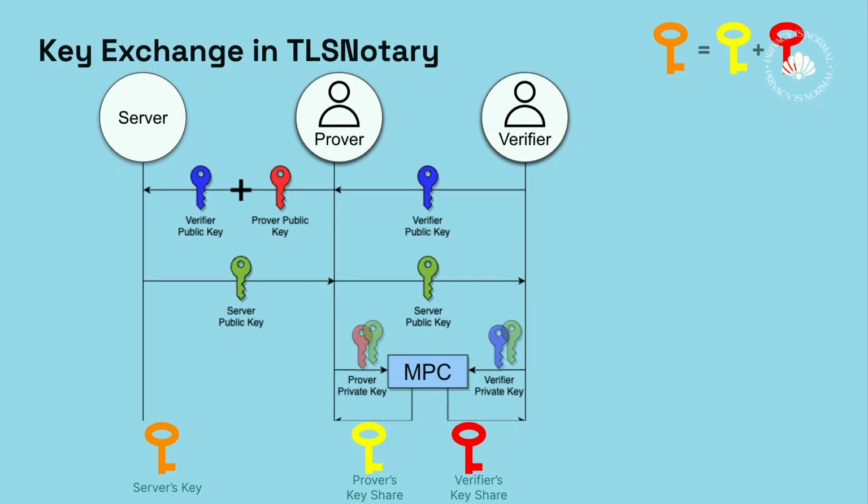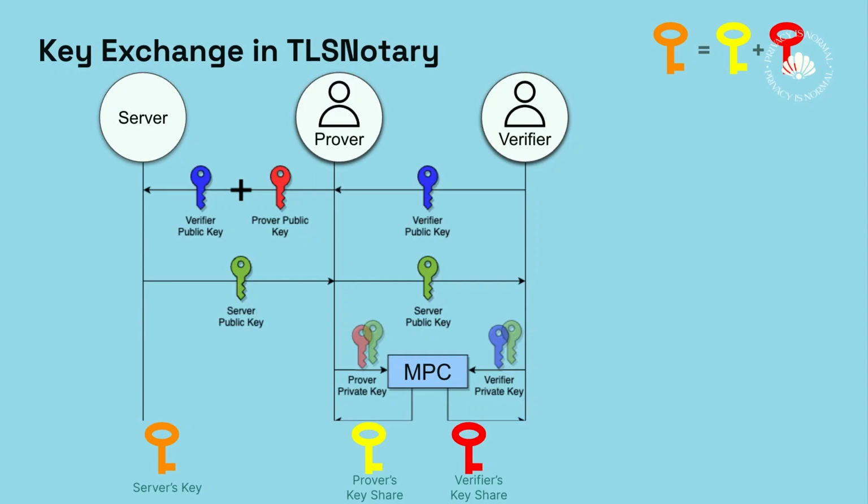You have a prover and a verifier that need to cooperate to communicate with the TLS server. So instead of having just Alice's public key, it's now a combination of the keys of the prover and the verifier. And then instead of Alice doing all the communication, she needs to cooperate with the verifier using secure multi-party computation.